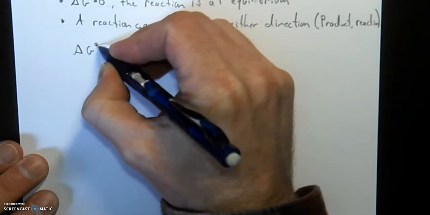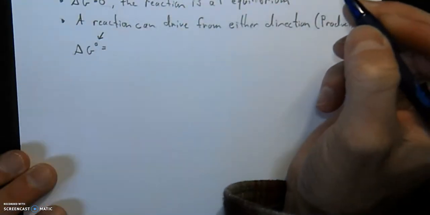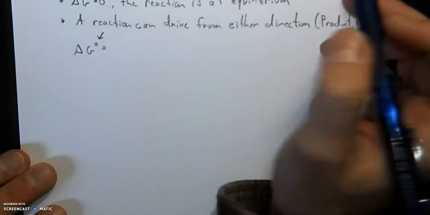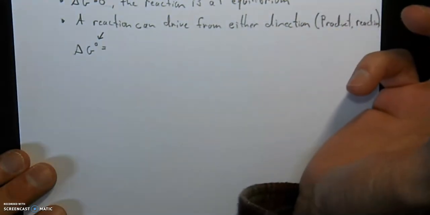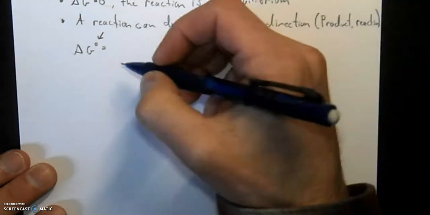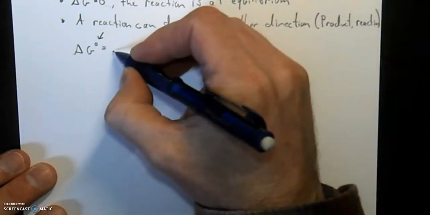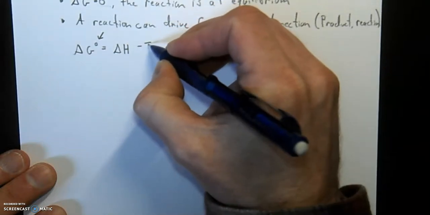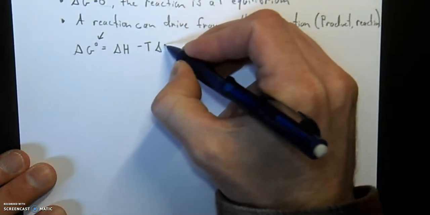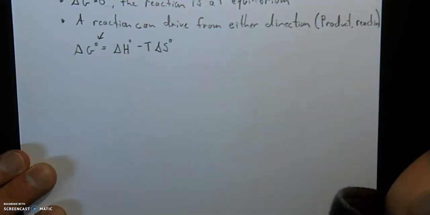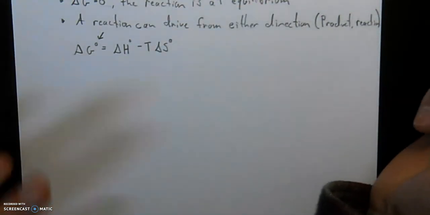Delta G, and this little symbol up here is pronounced naught, which just means standard conditions. And standard conditions is STP, actually, well, 25 degrees Celsius, 298 Kelvin, and 1 ATM. So we'll put that in there. And it's equal to delta H minus temperature times delta S. And both these guys, again, at standard temperature. But we can manipulate these around, but we'll talk in a second.